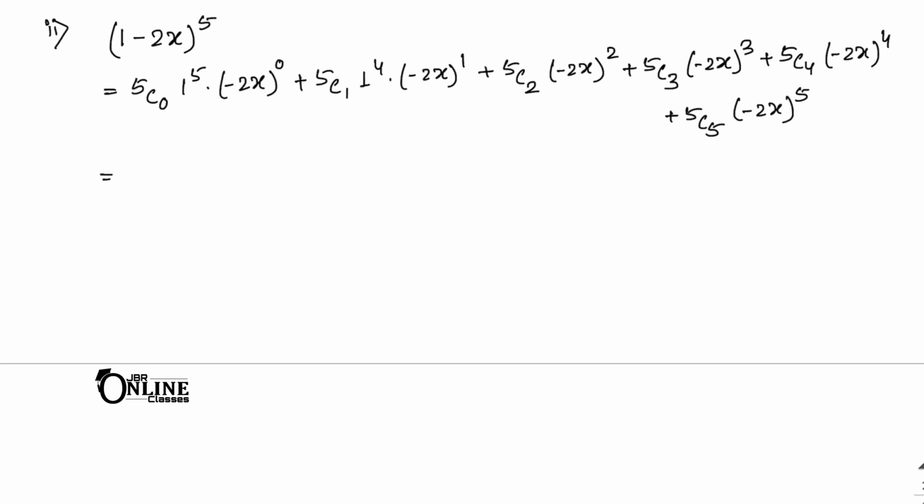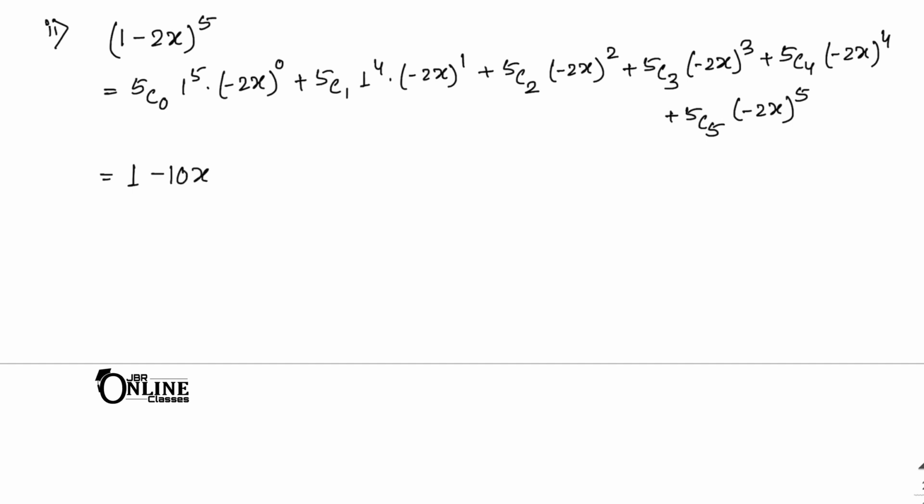So now you know that 5c0 means 1. So here 1 to the power 5, and then (minus 2x) to the power 0 means also 1. So that equals 1. Now next one here 5c1 means 5. So 5 into minus 2x means minus 10x. So you can write down directly as minus 10x.